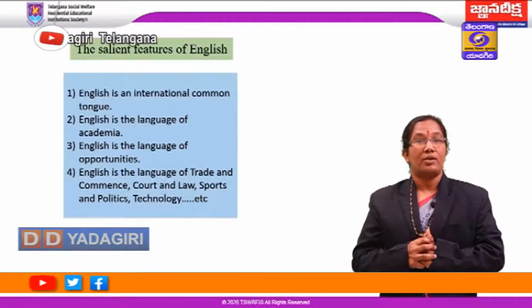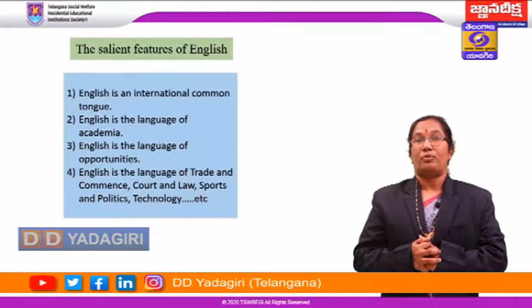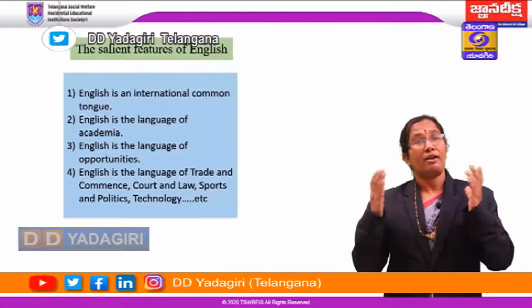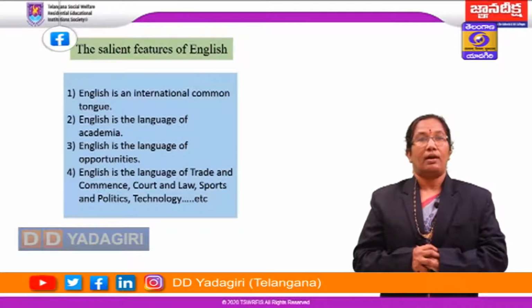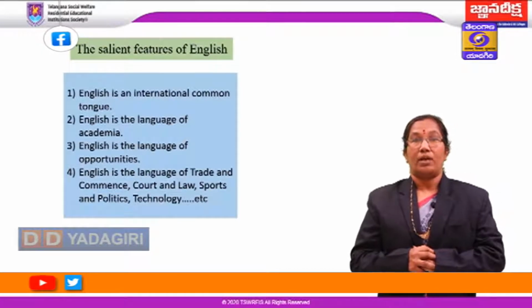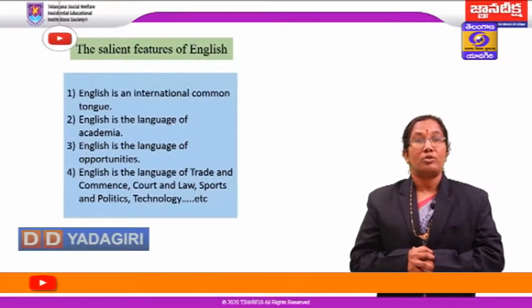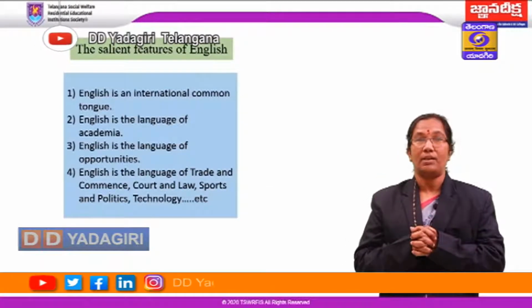Let's look at the role of English in the present-day world. English is an international common tongue. Proficiency in English enables individuals to land anywhere in the world and survive. English is a language of academia. It helps students to get good academic excellence, as most of the information in all fields of knowledge is available in English.